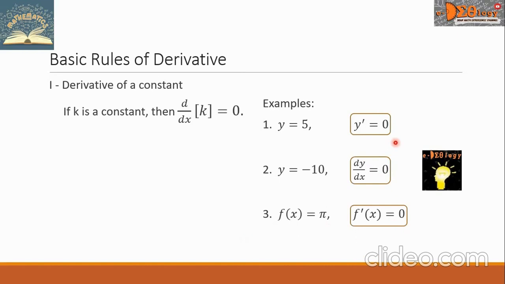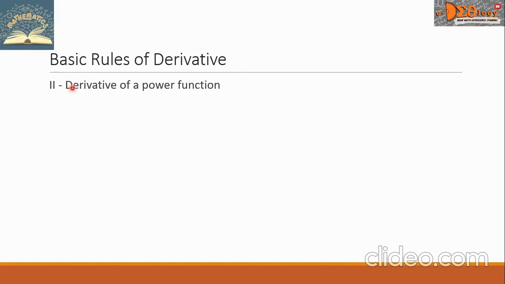These are the answers for these examples. Rule number 2. This is the derivative of a power function. We have d over dx of x raised to n, and this is equal to n times x raised to the power n minus 1, provided that n is not equal to 0. Let us see some examples.